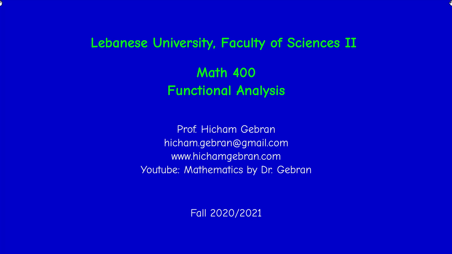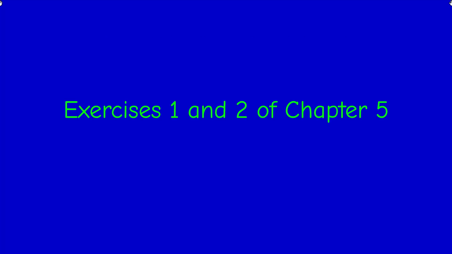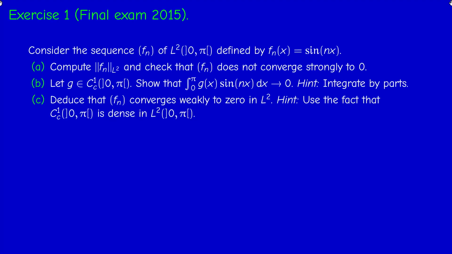Welcome back. In this video, we are going to solve exercises 1 and 2 of chapter 5. We gave exercise 1 in the final exam of 2015. The purpose is to give an example of a sequence in a normed space that converges weakly but not strongly.